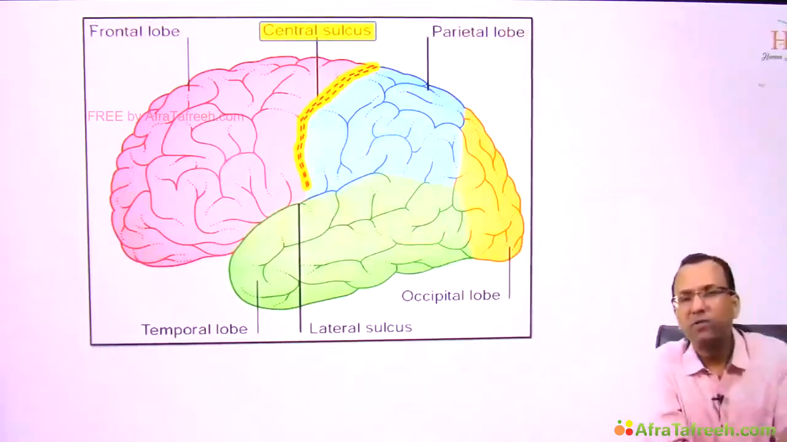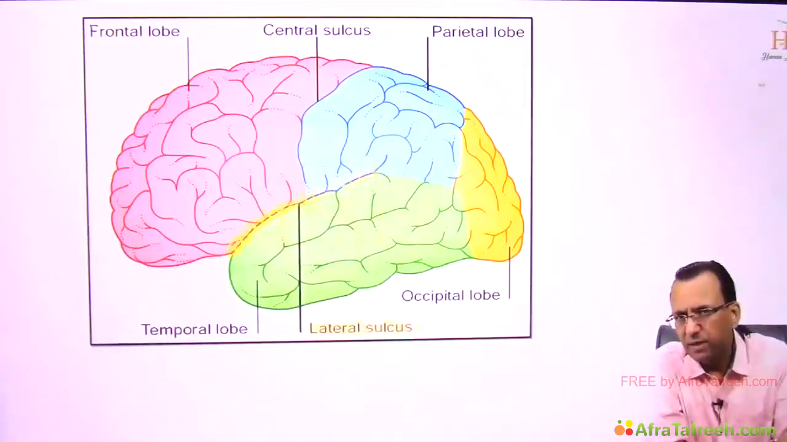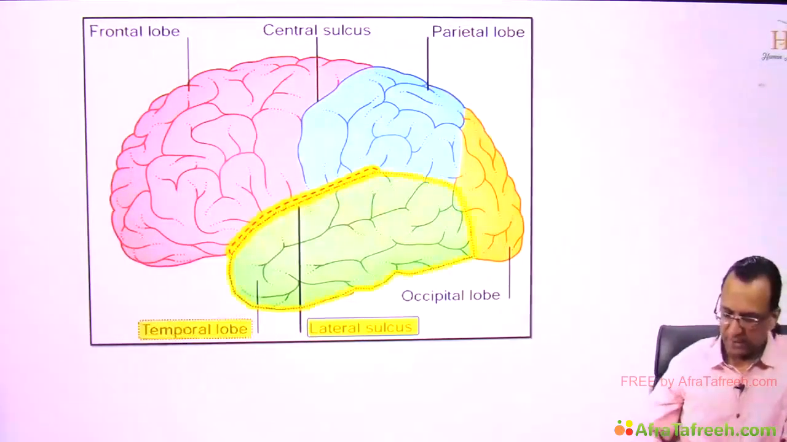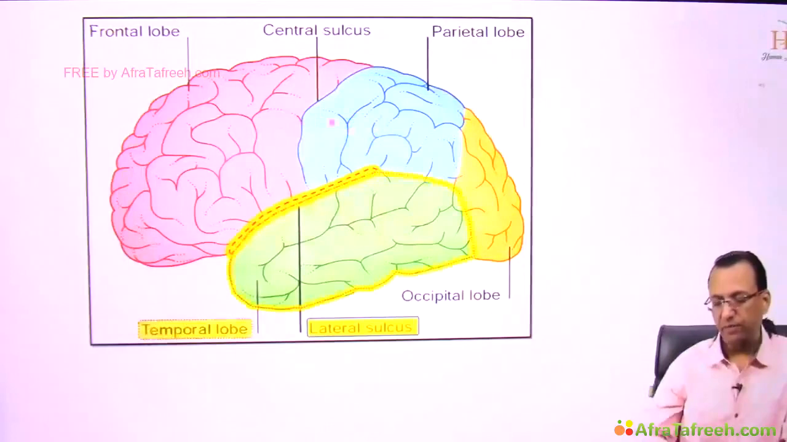Then you have got one more sulcus, which is the lateral sulcus, seen on the lateral view of cerebrum and separating the temporal lobe inferiorly. If it is separating the temporal lobe inferiorly, what is it separating the temporal lobe from? From the first 2, which is the frontal and parietal. So frontal and parietal are separated from the temporal lobe by the lateral sulcus.